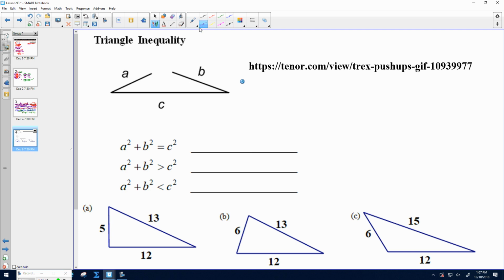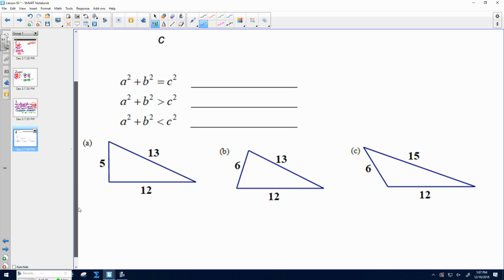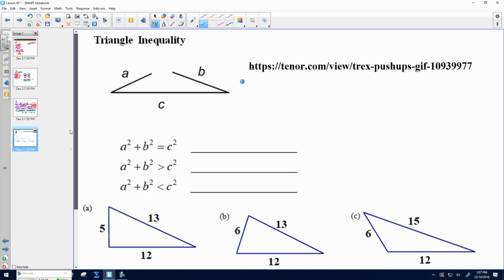All right, some triangle inequalities. I think we did this at the beginning of the year. So just a little review. If a squared plus b squared equals c squared, what kind of triangle is that? Right triangle. Good. Anybody remember which one's obtuse? The last one. Yes. If c squared is bigger than the rest of this, right, this side is bigger, then it is obtuse. And if c squared is smaller, it is acute.